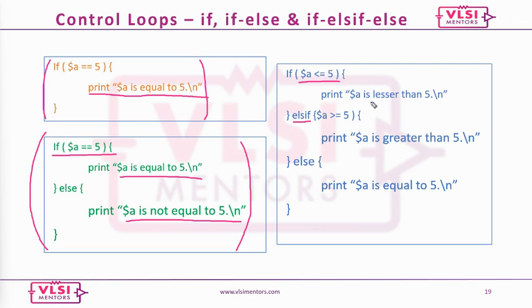Say here, if it is less than 5, here it is greater than 5, and then else. So if both these conditions are not true, then obviously it is going to be equal to 5. So it is basically if else. You can actually use multiple else ifs depending on your need.